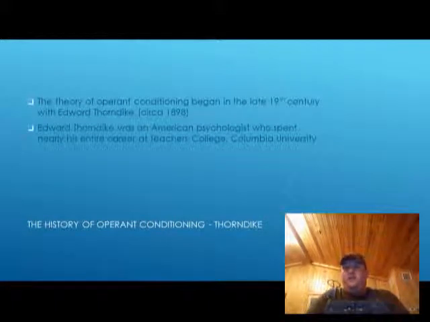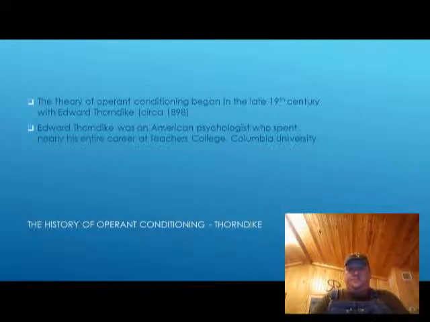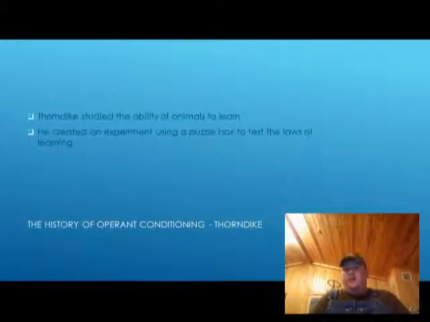The theory of operant conditioning began in the late 19th century with Edward Thorndike, specifically around 1898. Dr. Thorndike was an American psychologist who spent nearly his entire life at Teachers College at Columbia University. Dr. Thorndike studied the ability of animals to learn. He created an experiment using a puzzle box to test the laws of learning.